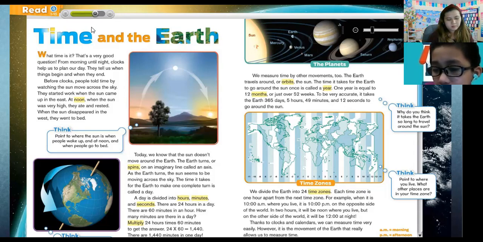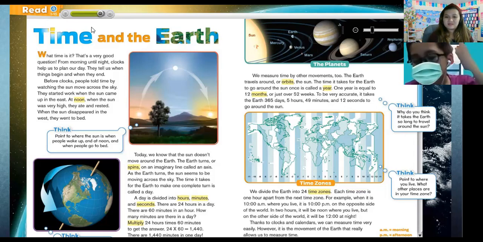the Sun. We divide the Earth into 24 time zones. Each time zone is 1 hour apart from the next time zone. For example, when it is 10 a.m. where you live, it is 10 p.m. on the opposite side of the world. In 2 hours, it will be noon where you live, but on the other side of the world, it will be 12 at night. Thanks to clocks and calendars, we can measure time very easily.